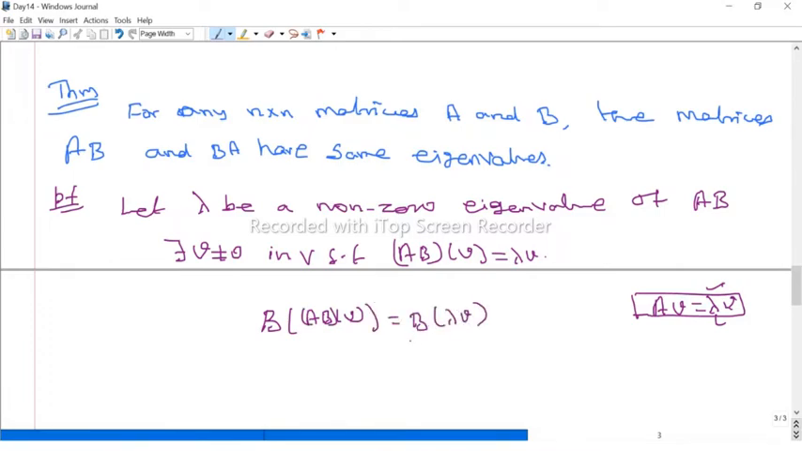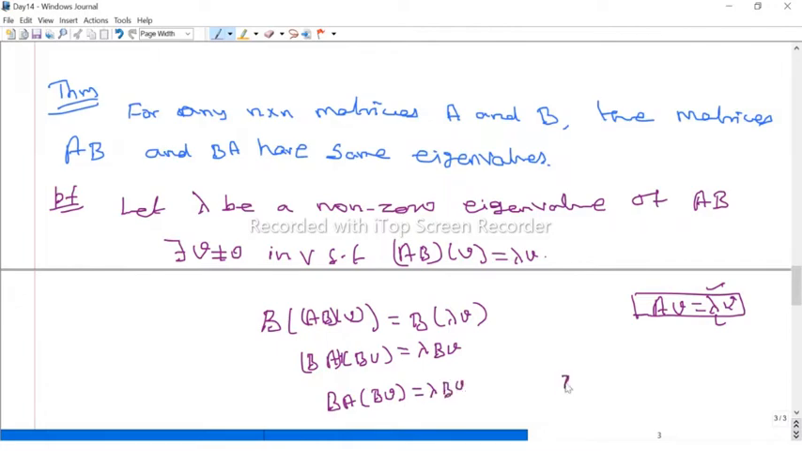We know that B is a matrix, and every matrix is a linear transformation. Lambda is a scalar, therefore we can take lambda outside because B is a linear transformation. We get lambda times BV. Now we can apply the associative property. Therefore, this is BA times BV, so BA times the vector BV equals lambda times BV.